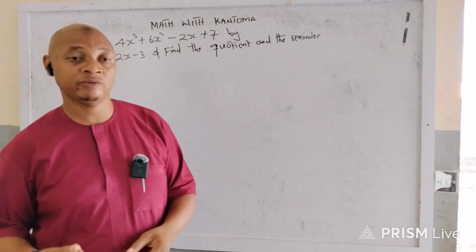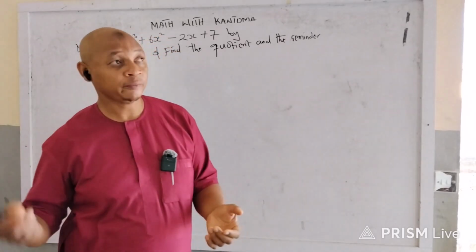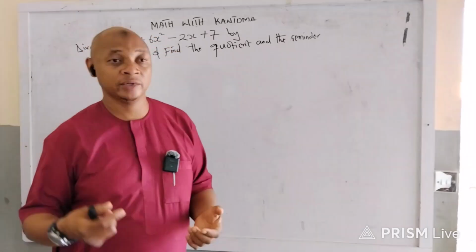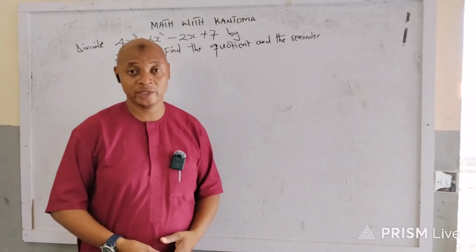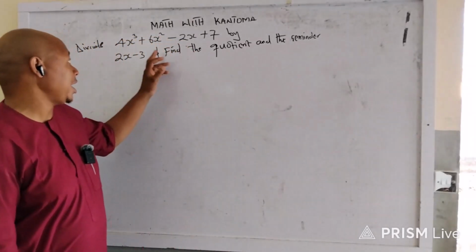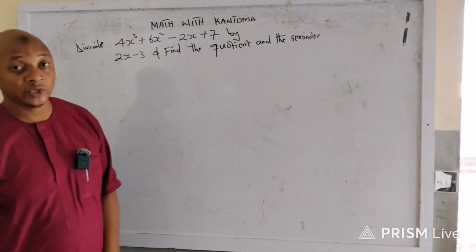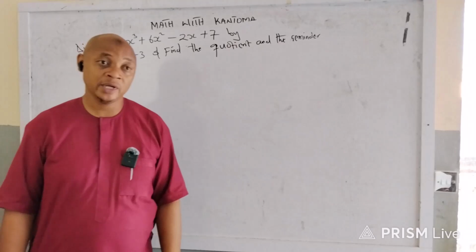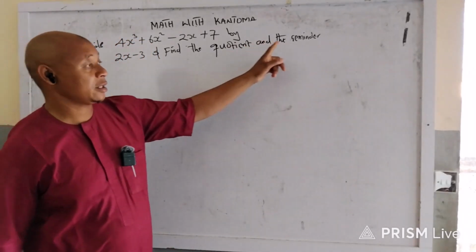If the highest power of the unknown variable is 2, we say it is a quadratic trinomial. Then when the highest power of the unknown variable is 1, we say that equation is a linear equation. So now looking at this equation, the highest power of the unknown variable x is 3. So this we say is a polynomial equation. So now we are going to find the quotient and the remainder.